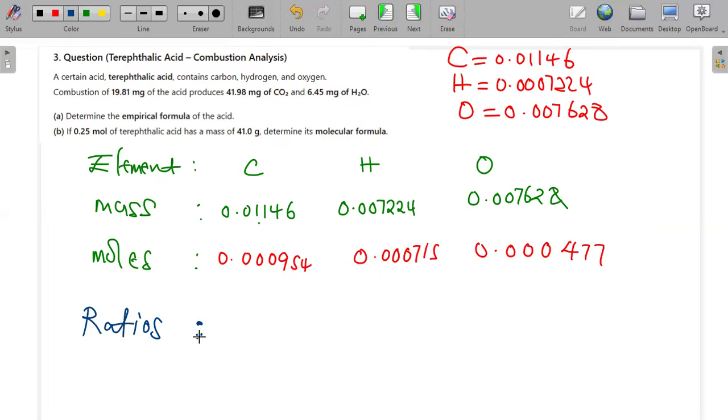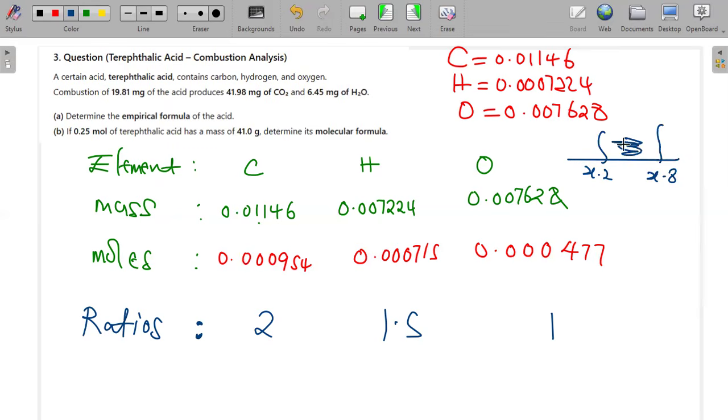So this one divided by this, I get 2.0000, so I'll just write 2. Then here, if I divide this number by this, I get 1.4999, so I'll just write 1.5. And when I divide it by itself, I get 1. Now, can we round off the 1.5? No, we can't, because it's in between the x.2 and the x.8.